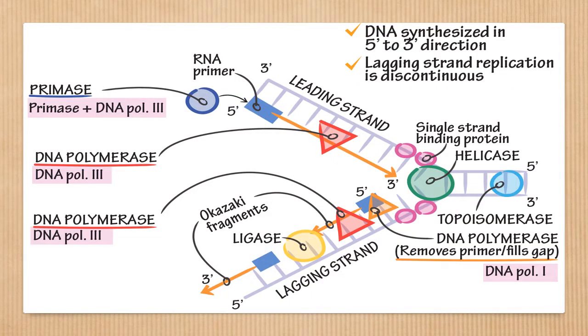See here the requirements we discussed, in this diagrammatic representation. Here we have taken just the part of the unwinding area. So here topoisomerase breaks the hydrogen bonds. These lines are the hydrogen bonds that are broken. And then helicase, this green circle, unwinds that region, unwinds the two strands.